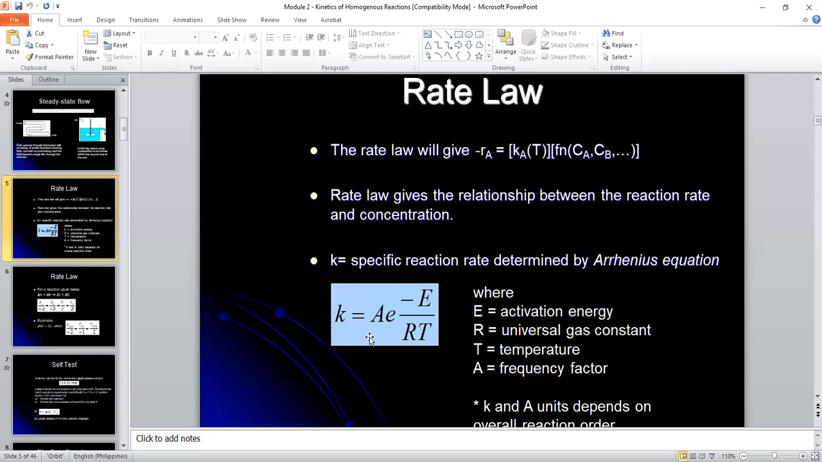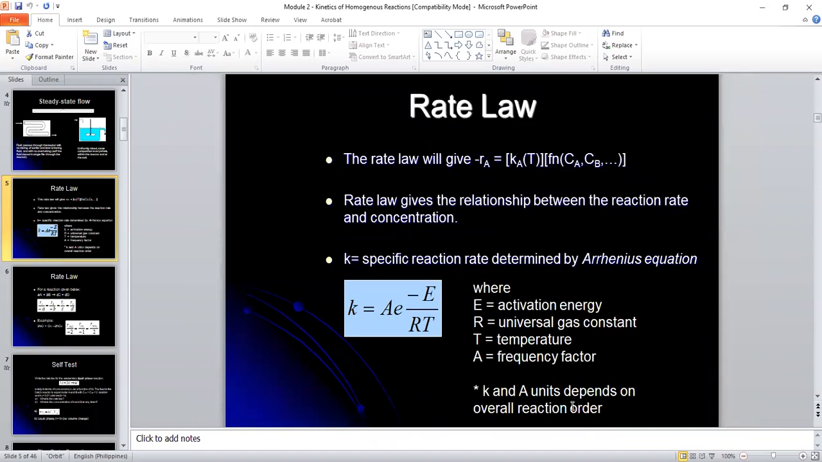In some books, this frequency factor A is represented as k sub 0, so it has a subscript of 0. So in this formula, you have A e raised to negative E over RT. E is the activation energy of your reaction and R is the universal gas constant.